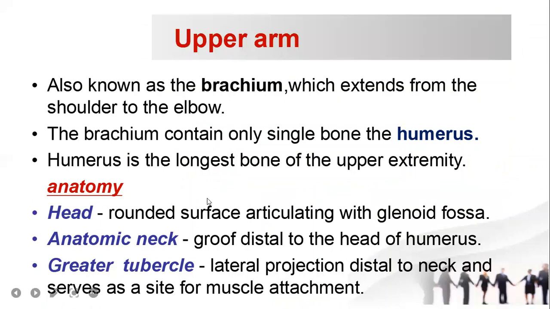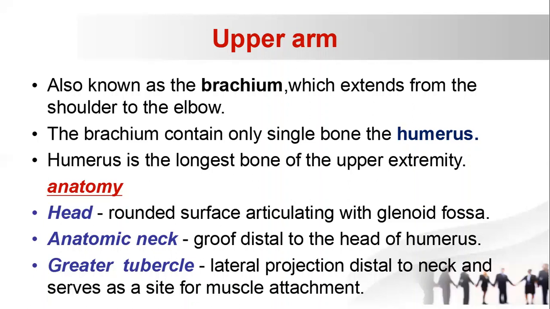Let's proceed. We have the anatomic neck. This is grooved, distal to the head of the humerus. We'll be able to see it right below. Greater tubercle: this is a lateral projection distal to the neck and serves as a site for muscle attachment. So the tubercle is the site for muscle attachment.